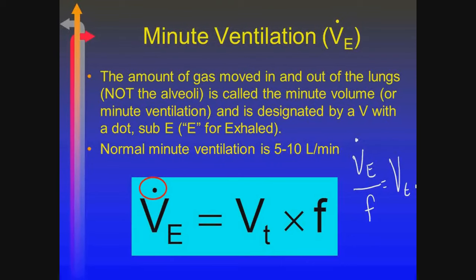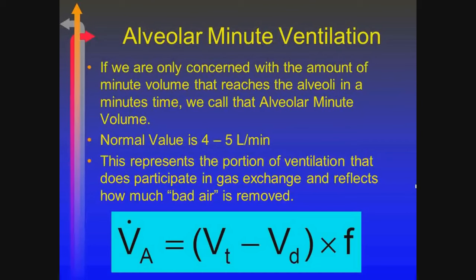Okay, so this is the amount of air that I'm moving per minute in and out of my lungs. Ultimately, what I really am concerned about is how much is going in and out of my alveoli, my alveolar minute ventilation. And that value is somewhere between 4 and 5 liters per minute. This is where gas exchange happens.